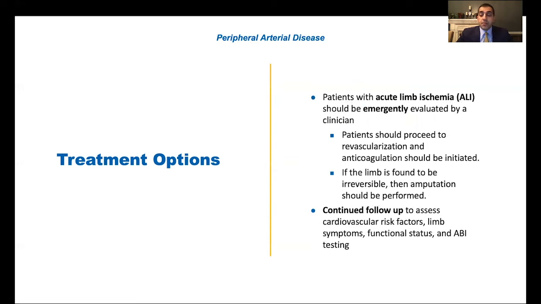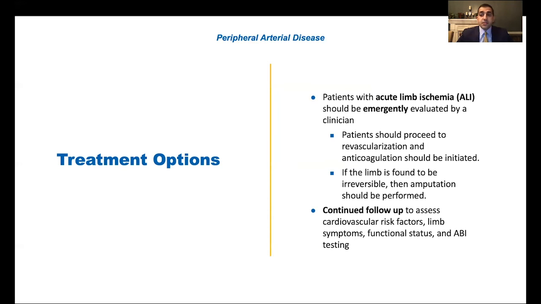Folks with critical limb ischemia, as mentioned, do have a team-based approach to their care. But folks that have acute limb ischemia, and that is when there's an acute blood clot that forms, it is an emergency. We don't wait. Those are the patients that call 911, go to the ER, and at that point, they try to salvage the limb as best as possible.